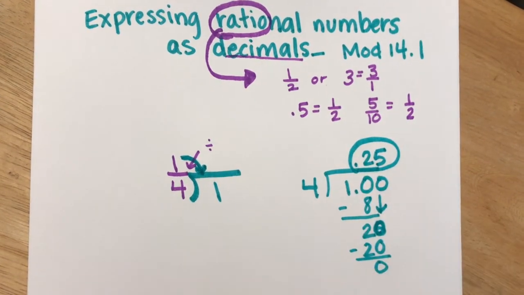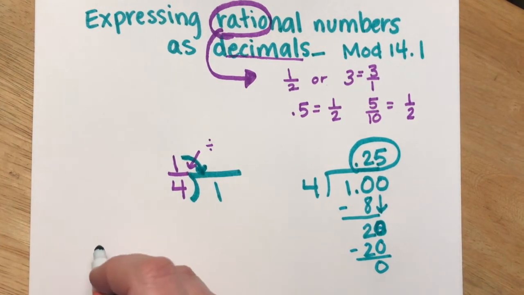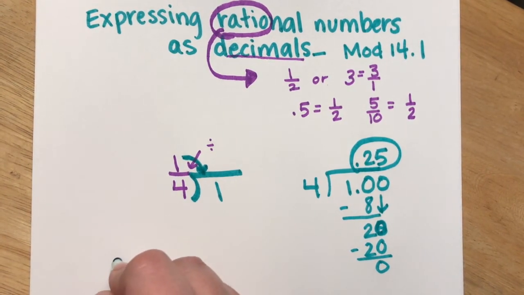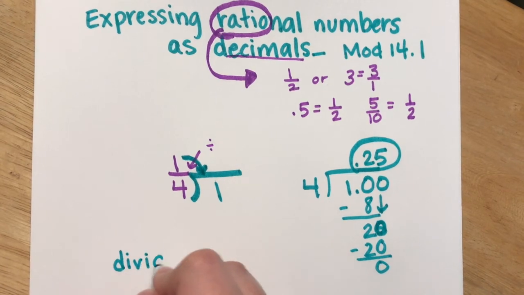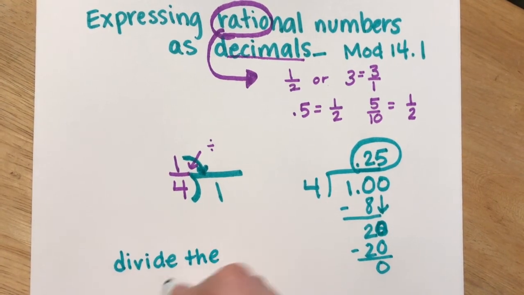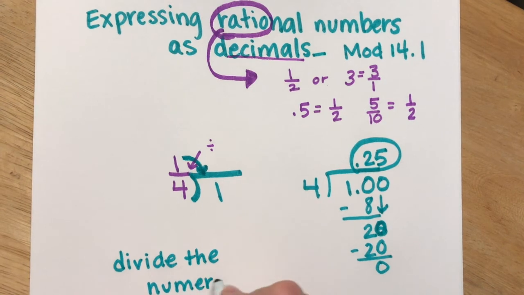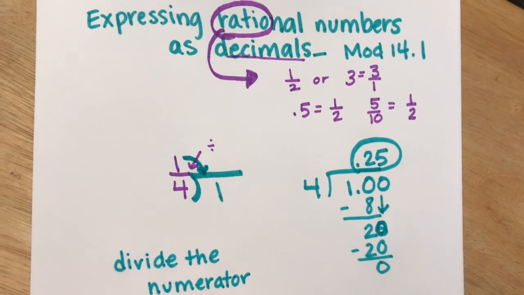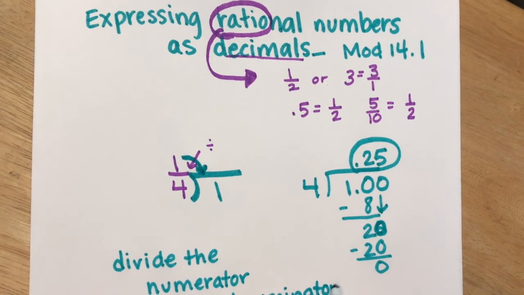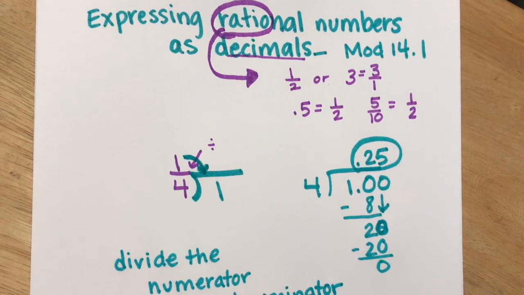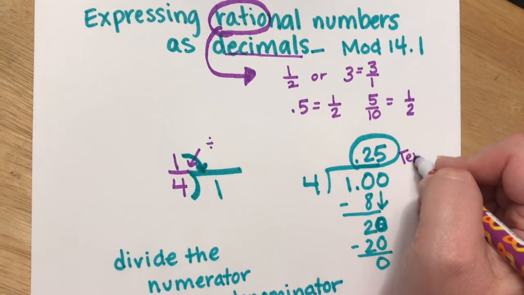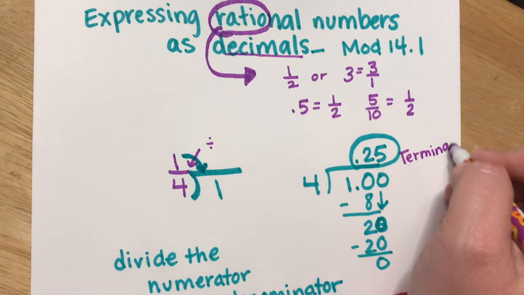So when you do this, if I'm taking some notes, to change a rational number into a decimal, divide the numerator by the denominator. You can take notes on that in your spiral and go from there. And of course, this is a terminating decimal. It ends, right? If it terminates, it means it's at the end.